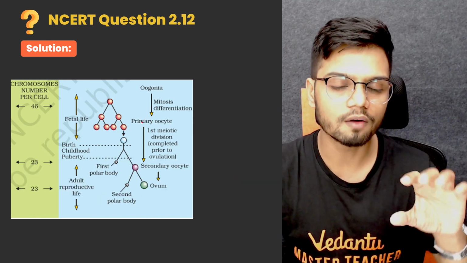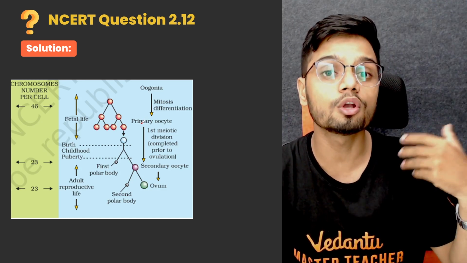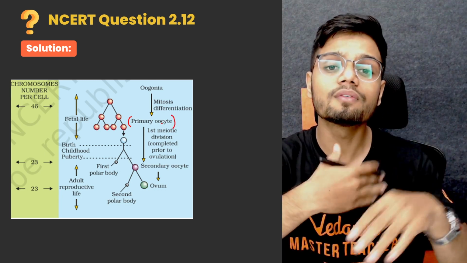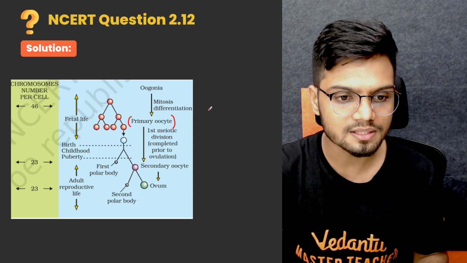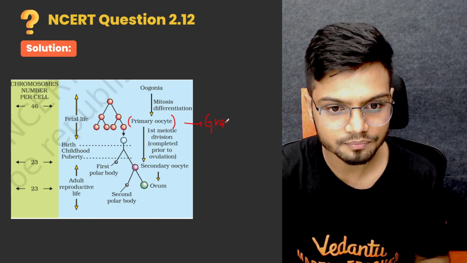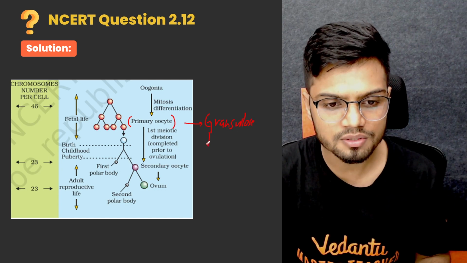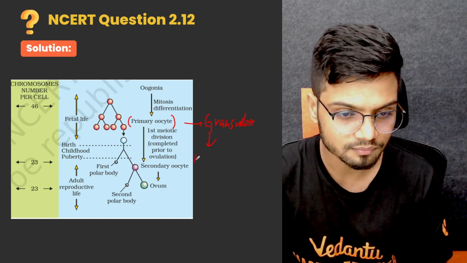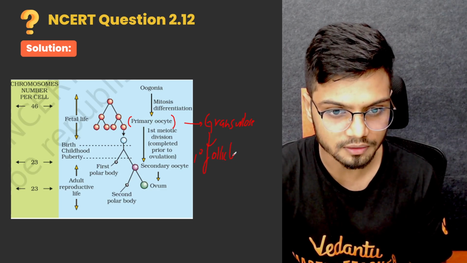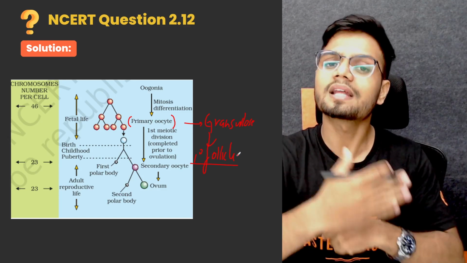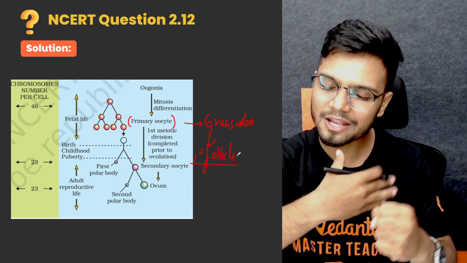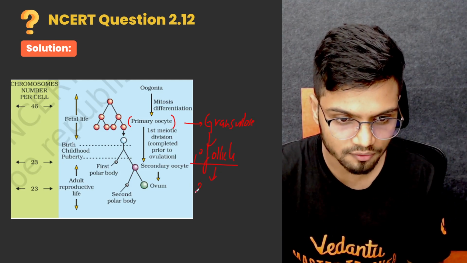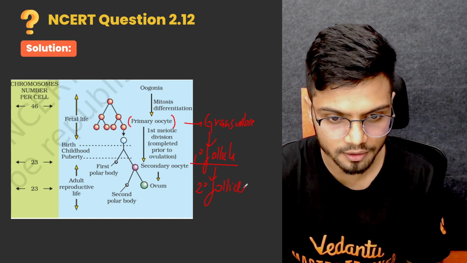Now here you need to understand a little about folliculogenesis also. The primary oocyte is surrounded by a layer of granulosa cells. Once the primary oocyte is surrounded by granulosa cells, this is called the primary follicle. Now this primary follicle gets surrounded by more layers of granulosa cells. This is called the secondary follicle.